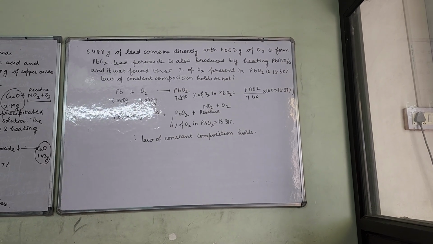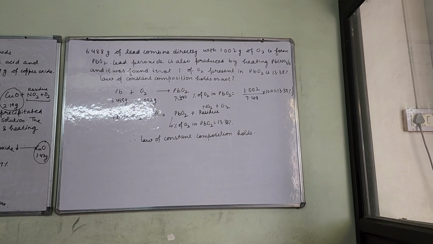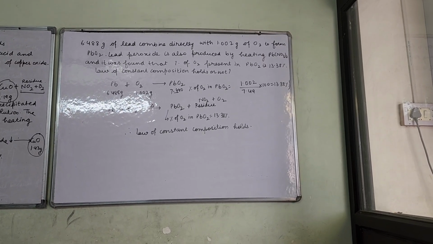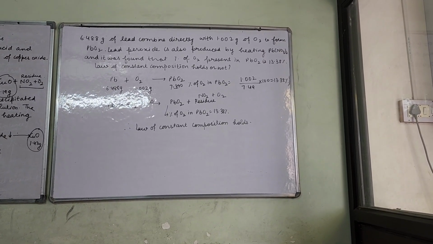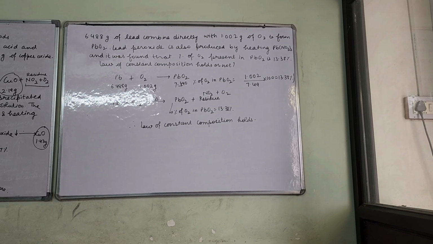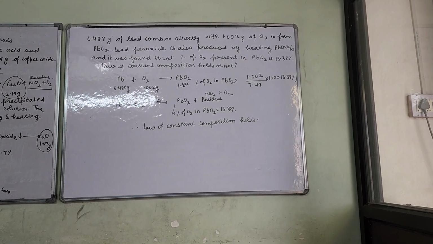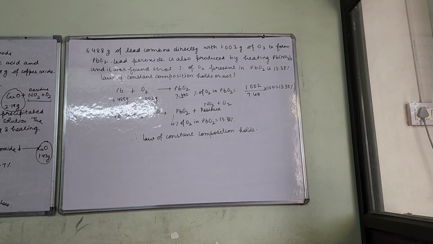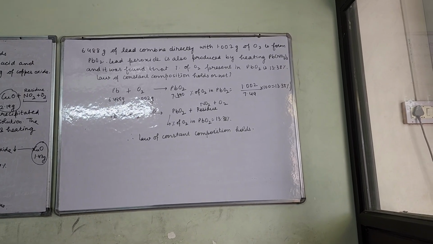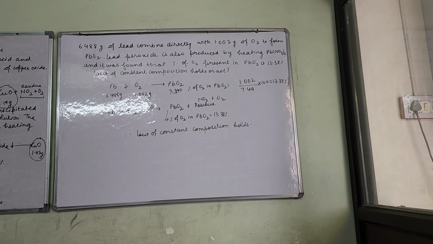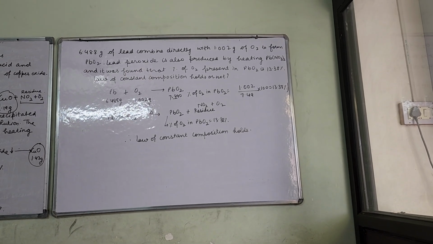Hello everyone. Today we are doing questions of class 11th chemistry on the topic law of constant composition. As you all know, the law of constant composition means the definition of a compound: that the components of a compound have the same percentage every time, if you follow the formation of the compound by different methods.